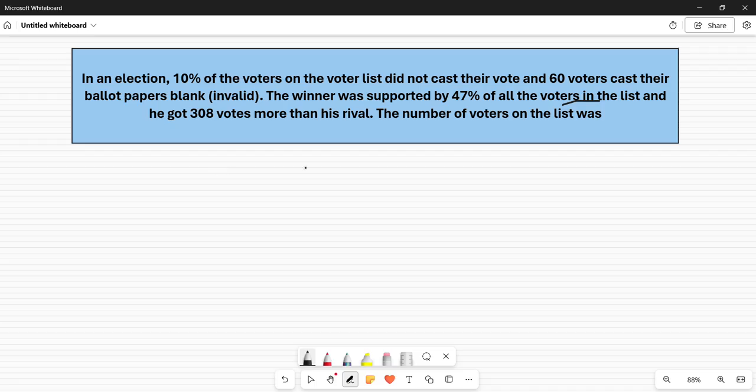So this question, if you could observe, it's not our regular pattern. There is some difference in this question, and we will have a variation in our approach too. So let's look into that. The winner was supported by 47% of all voters, right?